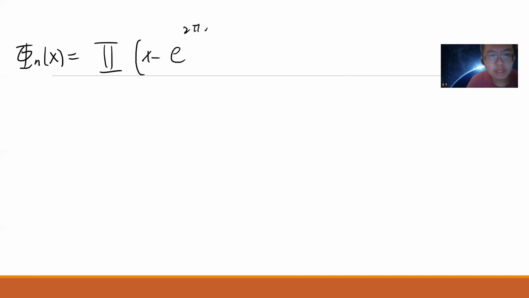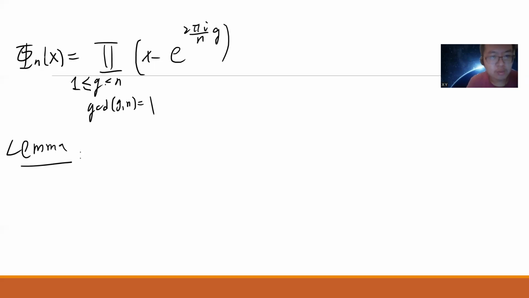Okay, so in order to prove this, we need a very simple lemma about the cyclotomic polynomial. Recall that Φ_n(x) is defined to be the product of x minus e^(2πi g/n), where g is greater or equal to 1 and less than n, and g is such that the GCD of g and n is 1. Okay, so we have a simple lemma.